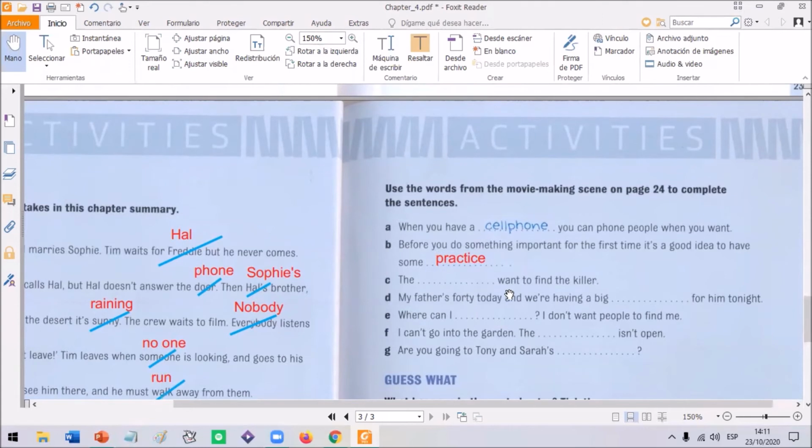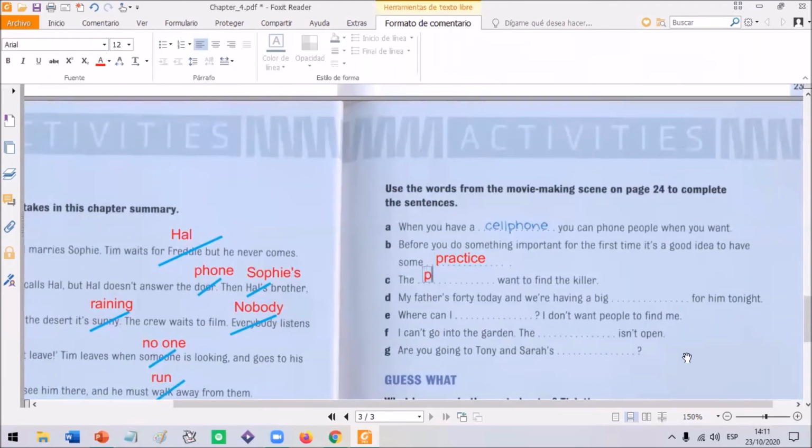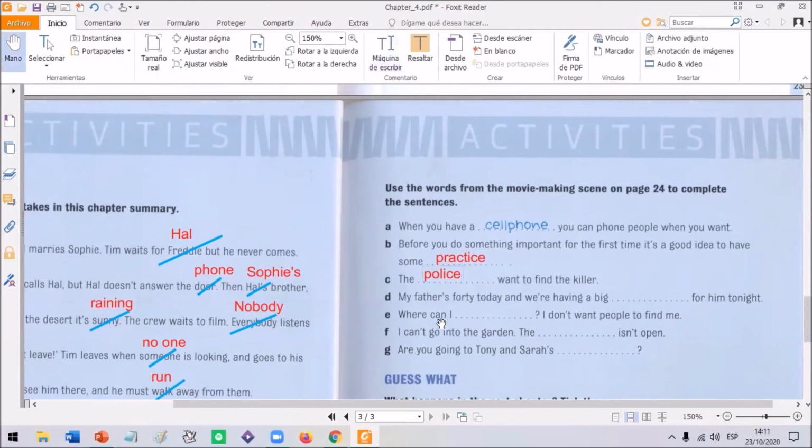The want to find the killer. Who wants to find the killer? Yes, the police. Esto no es sobre la historia, ¿sí? Pero es un ejemplo de cómo podemos usar también la palabra police en otro contexto. The police want to find the killer.